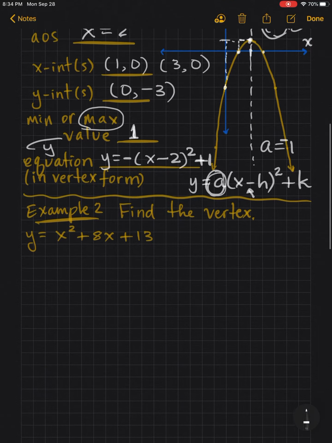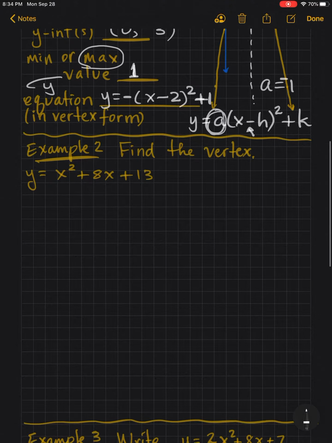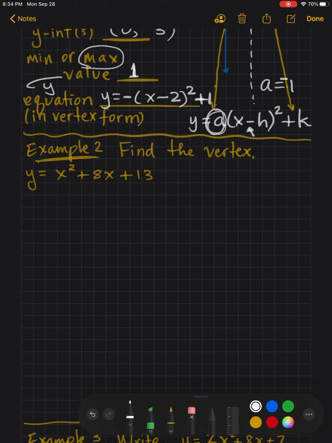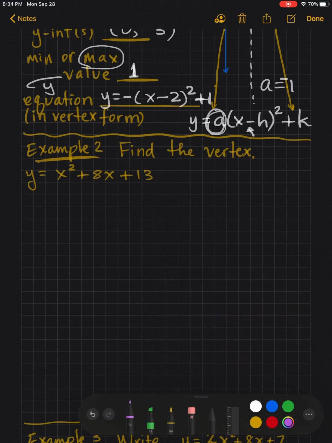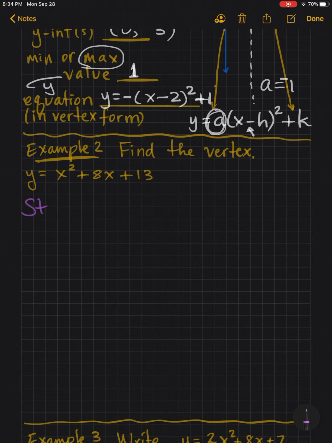Example 2. Find the vertex. So when we're in standard form, there's a couple easy steps that we can do to find the vertex, and I'll show you what you can do. So let's just say step 1. And this works if we're in standard form. Okay, so if it's in standard form, this is the method you'll use.